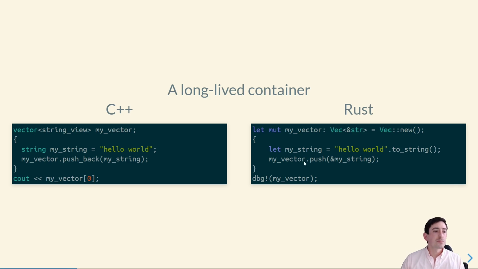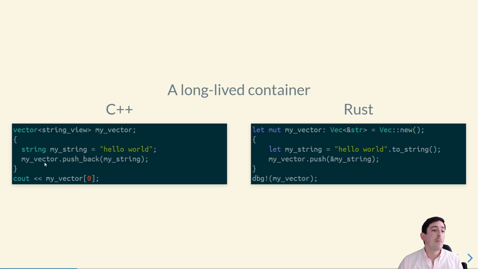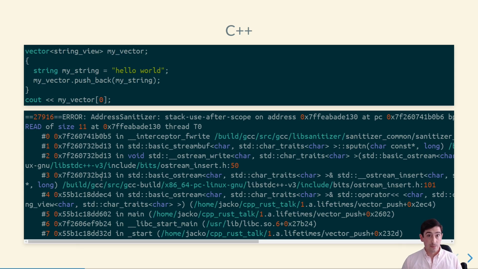Same problem, but now instead of having variables that don't live long enough, we're achieving the same issue by pushing into a container that lives too long. So here we push back my string, but because this is a vector of string view, this my string is implicitly converted. And of course, because it's declared in the curlies, it doesn't live very long. And so my vector of string views ends up holding a view into the string that is dead. And if you try to print that view, same error, right? Same issue.